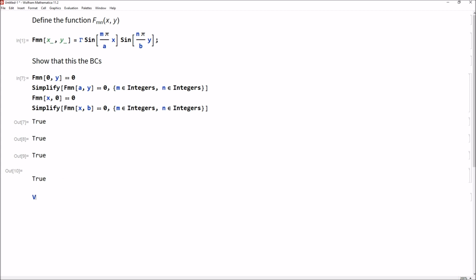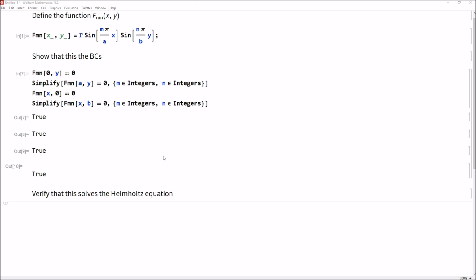Now, let's go ahead and verify that this solves the Helmholtz equation, that PDE, right? So in order to do that, we basically need to take its second derivative a bunch of times, right? So we have the derivative of f with respect to x twice. So here is fxx, right? fxx plus fyy, like this, all right? So there we go.